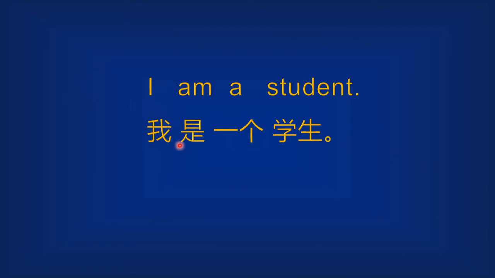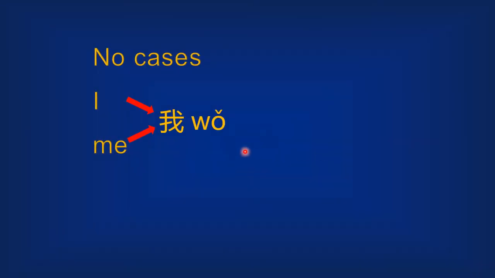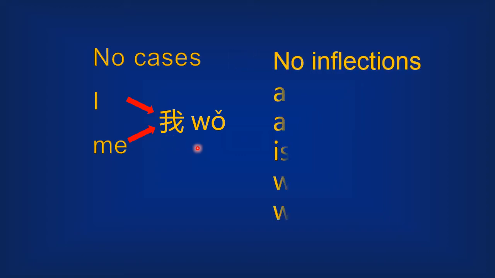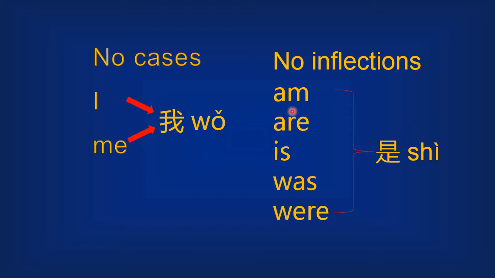We can see it's almost one-on-one mapping, but soon we will see it's more than meets the eye. There are no grammatical cases in Chinese. Both I and me map to 我. And there are no inflections for verbs. Am, are, is, was, were. All map to 是.